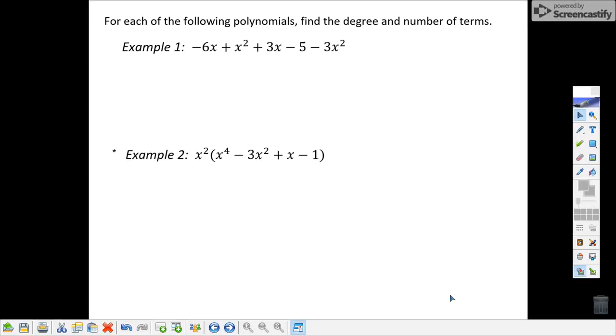All right, I'm just going to go over two examples where we find the degree and number of terms of a polynomial. But in order to do that, we also need to rewrite them in standard form while combining like terms.